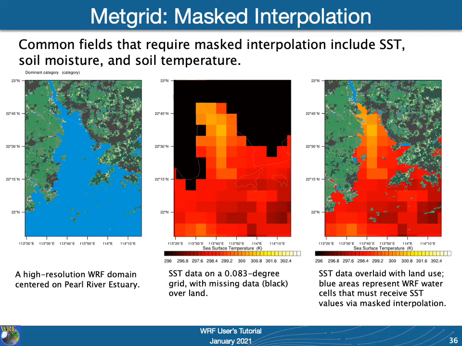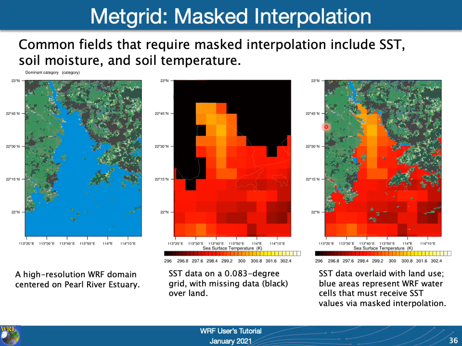So here we're looking at an example of the sort of masked interpolation that might take place in the Metgrid program. On the left panel here, we're looking at a plot of our example model domain. This is a high-resolution ARW domain centered over the Pearl River Delta, and what we're looking at is just the land use index field. So the estuary is clearly visible as blue points here. In the center panel, we're looking at the sea surface temperature data set that's provided on a 1/12 or 0.083 degree grid. And you can see that the SST field doesn't exactly line up with water points in our ARW model domain.